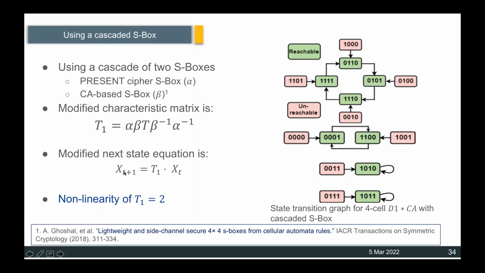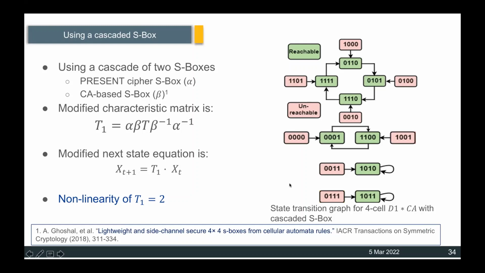And now you essentially have a modified state transition. But the nice property of this is that although you now have increased nonlinearity because of these S-boxes, the nice cyclic structure that you had in your D1 star CA is not disturbed. As you can see here, this shows the modified transition of the D1 star CA machines, and it turns out that they essentially have this nice cyclic structure that we originally had.